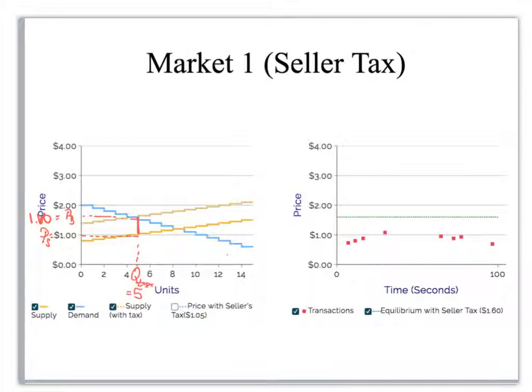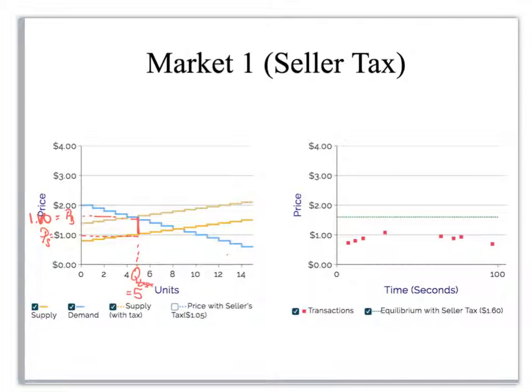And because the previous equilibrium price was $1.20, that means that of the 60-cent tax, buyers are paying about 40 cents of it, 160 minus 120, and sellers are paying about 20 cents of the tax. So you can see that buyers bear the larger burden of the tax.